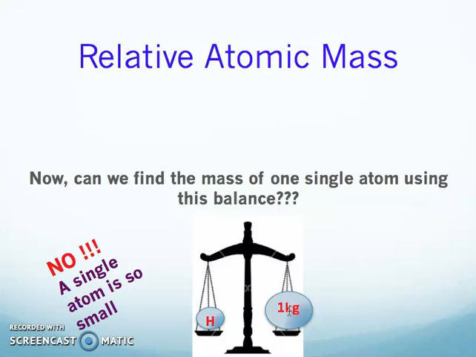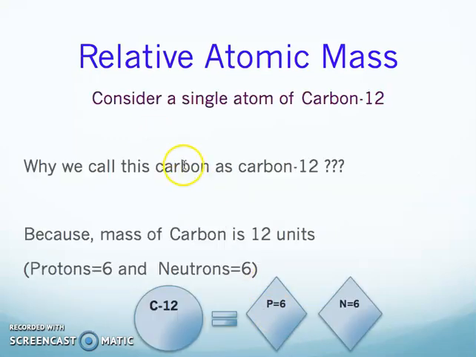We all know that an atom is so small that we cannot even see it with the naked eye. We definitely need different instruments to see an atom. So how is it possible to add so many atoms to the extent that they may equal the weight of a stone of 1 kg? It is not possible. Now what will happen? Consider a single atom of carbon-12.